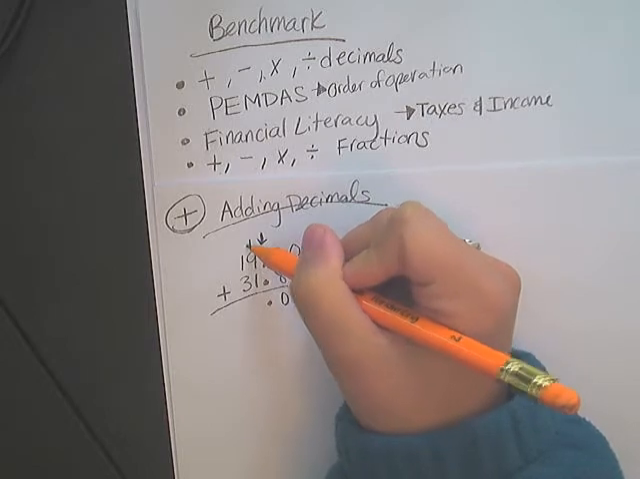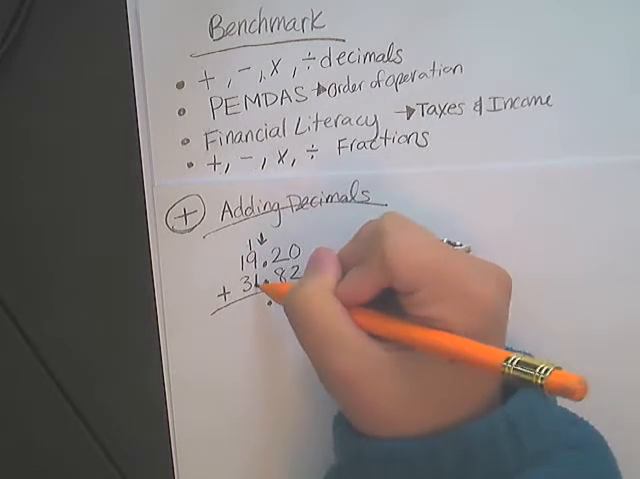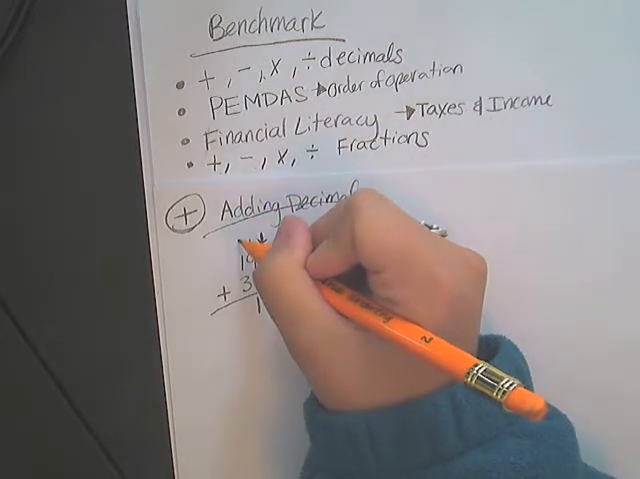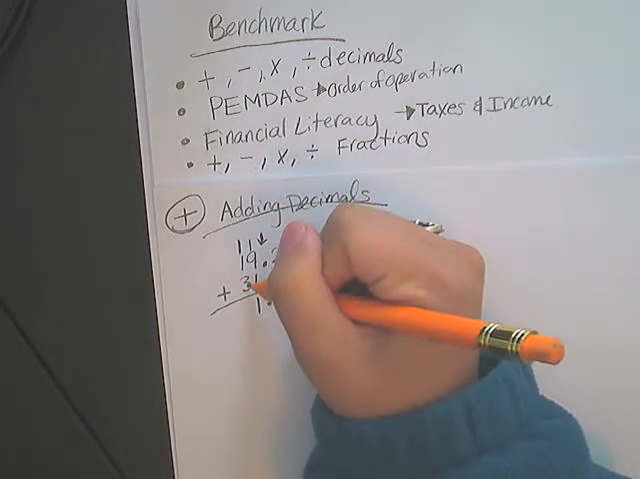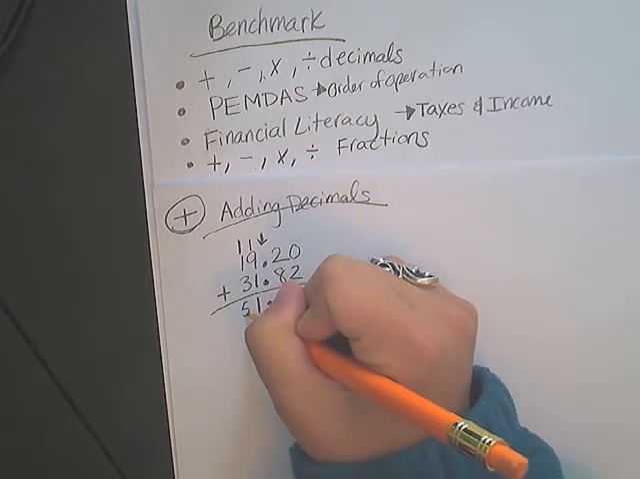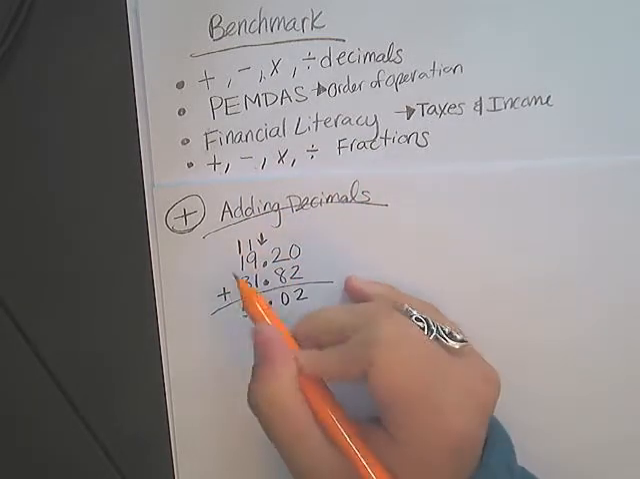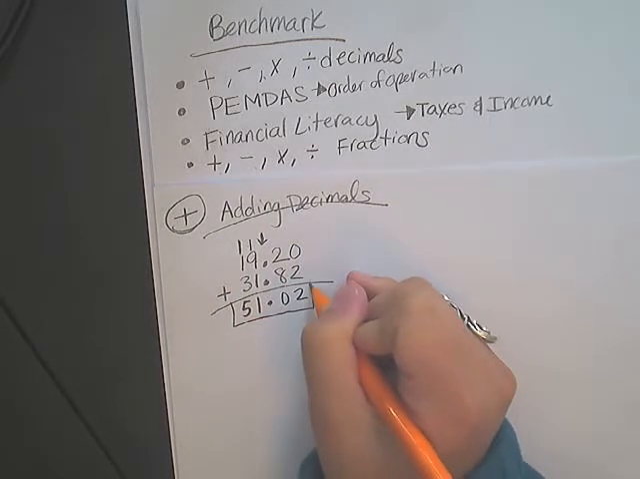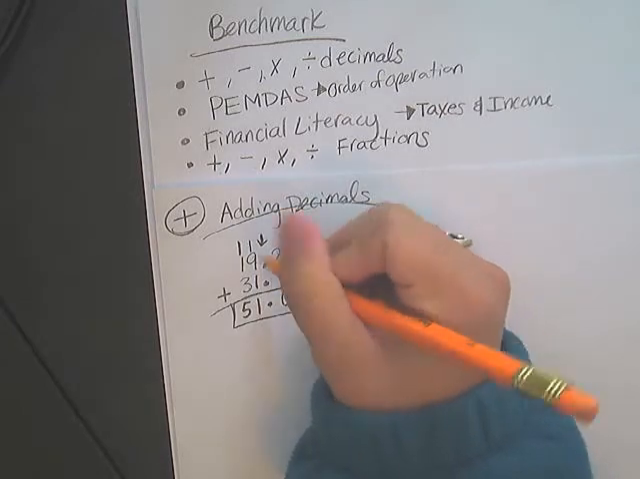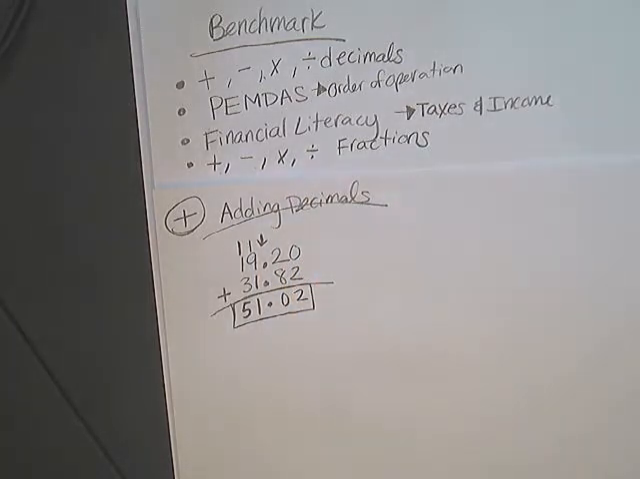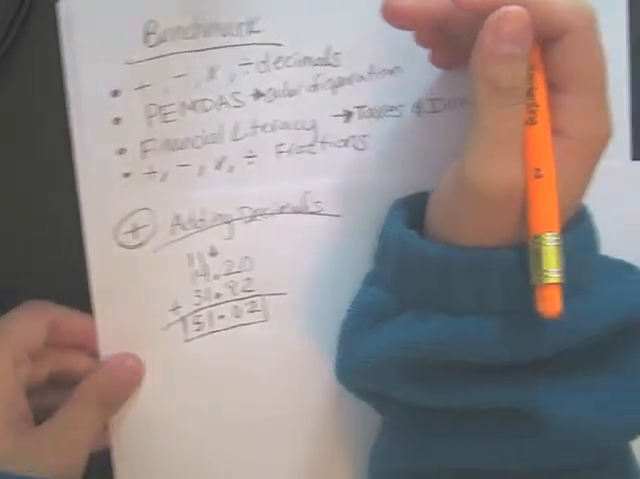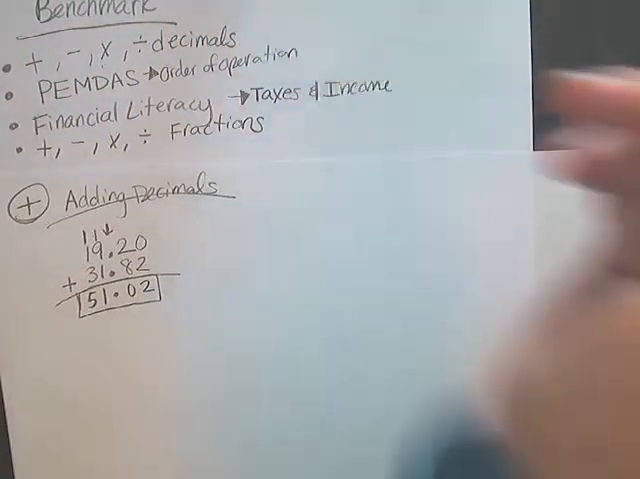We have 9, and then we have a 1 and a 1, so we know 9 plus 1 is 10, plus 1 more is 11, so we can drop the 1, carry the 1, and we know that 3 plus 1 is going to be 4, 5, so our answer is going to be 51.02, and we have our decimal right where we kept it. We just dropped it down. Okay, so again, when you're adding decimals, it's important that you keep them in line.